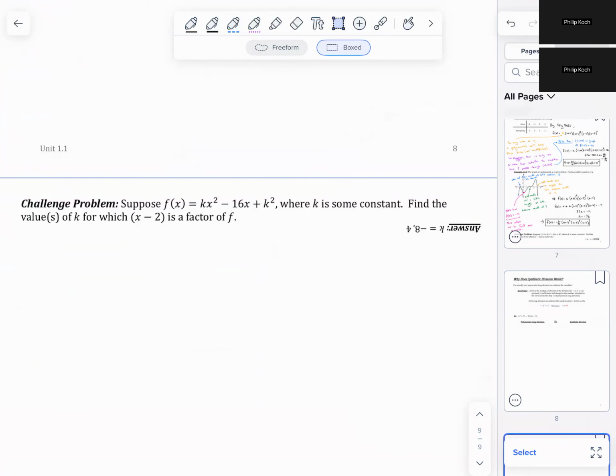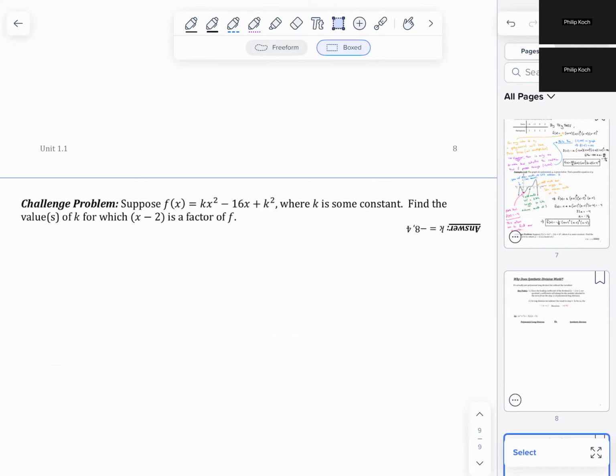It says, suppose that f of x is the function kx squared minus 16x plus k squared, where k is some constant. Find the values of k for which x minus 2 is a factor of f. Okay, that's intimidating, not gonna lie.